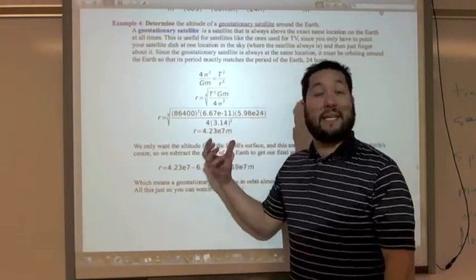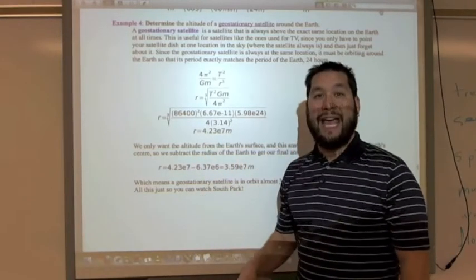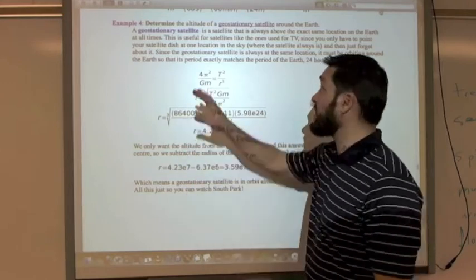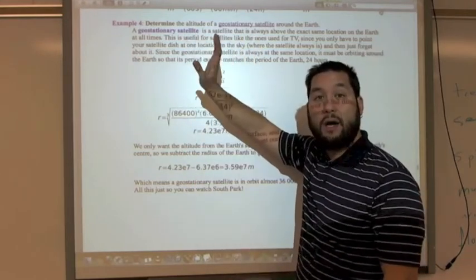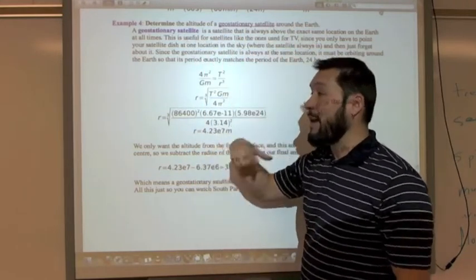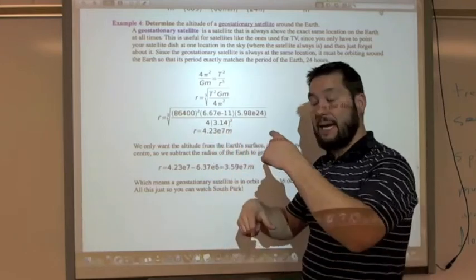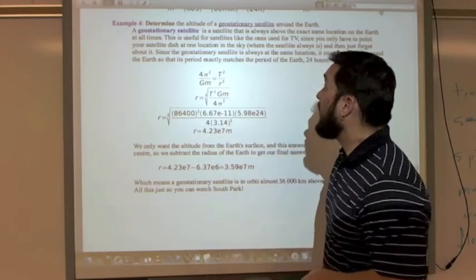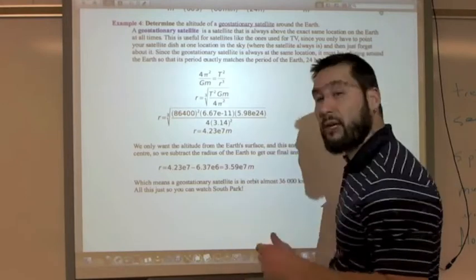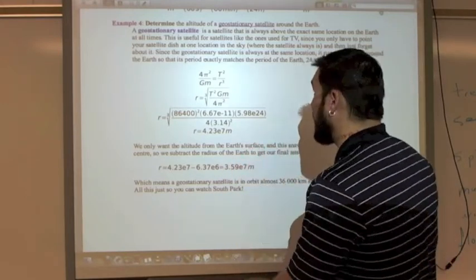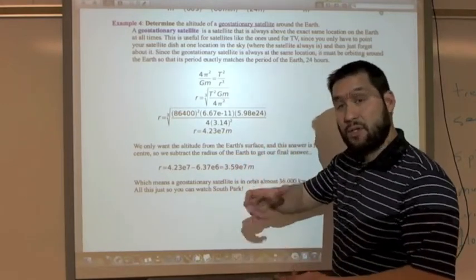Now we're going to look very quickly at example 4. In example 4, we're going to look at a geostationary satellite. So this is a satellite that sits at the exact same spot around the Earth the whole time. So as Earth makes a rotation in 24 hours, that satellite makes the exact same rotation. And we want to know how high it is. So we're looking for the distance from the center of the Earth. In particular, we're looking actually for the distance from the surface of the Earth.